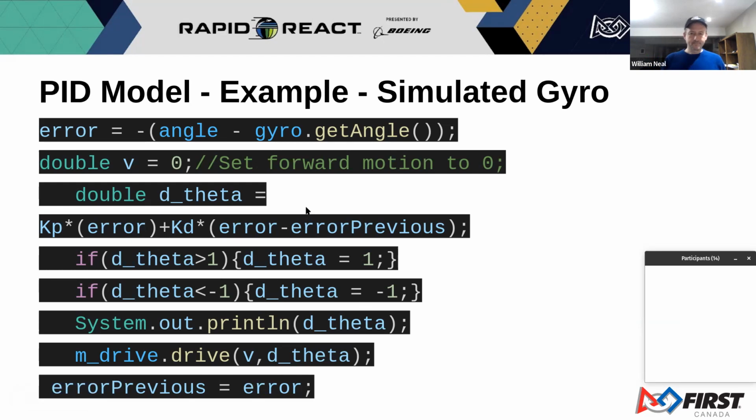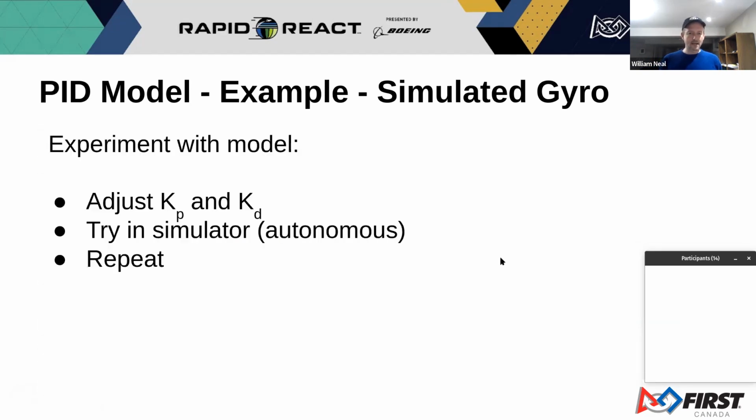And there's the code, how it ended up going into the program. So how do we experiment with it? We tried this, we just adjust KP and KD. There are methods for doing this online, you can research them. Throwing darts at a dartboard is a good place to start.